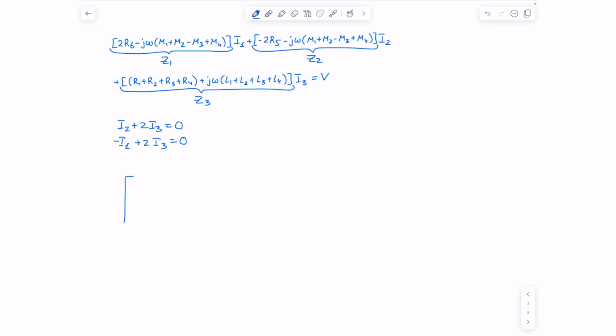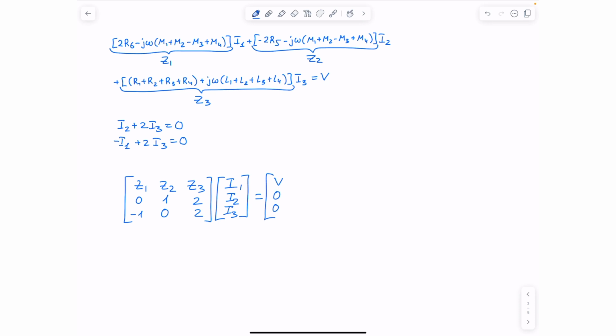We have an impedance matrix with Z1, Z2, and Z3 in the first row, 0, 1, and 2 in the second row, and minus 1, 0, and 2 in the third row. This matrix is multiplied by current vector with I1, I2, and I3, and it equals the voltage vector that has V, 0, and 0. And this is your final answer.